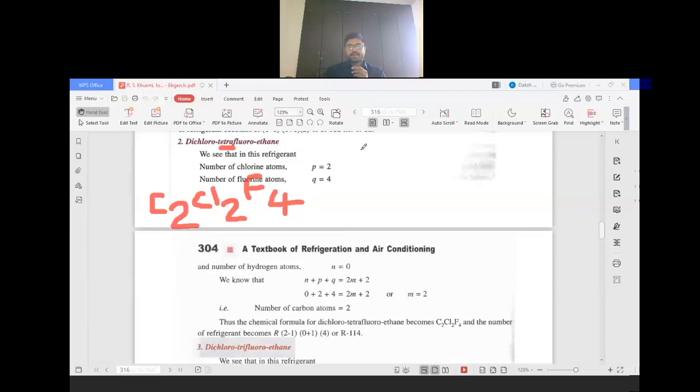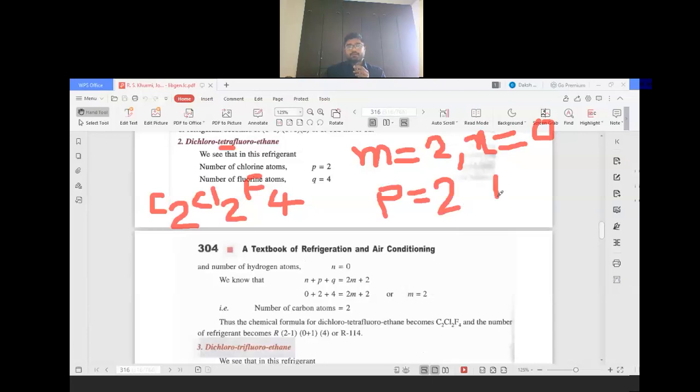So here what is m? m means number of carbon. What is m here? m will be 2. Again hydrogen is 0, so n will be 0. Then here what is p? And q is 4.